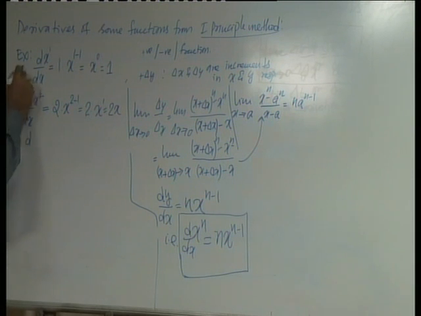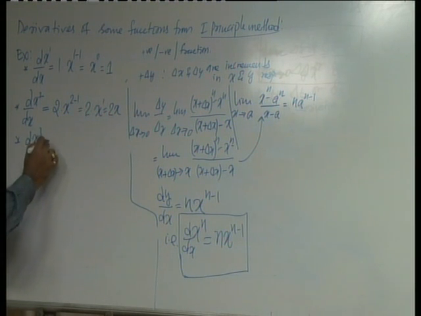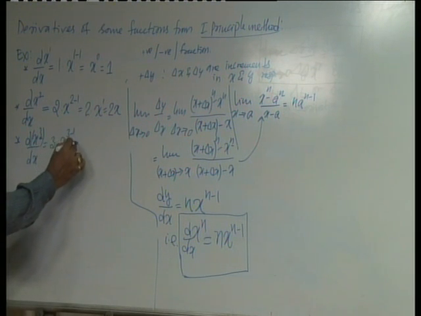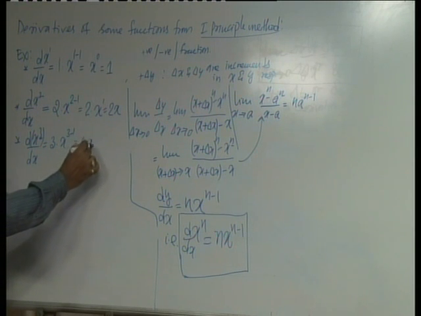Next one, differentiation of x cube. Differentiation of x cube is equal to, what is n? n is 3. 3 into x to the power of 3 minus 1, that is 3 into x square.